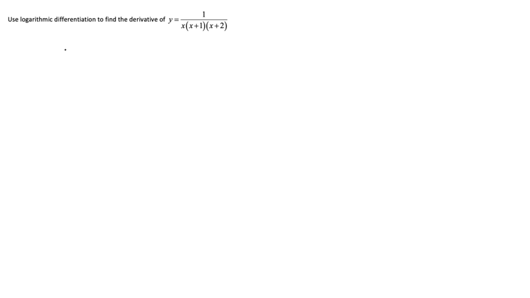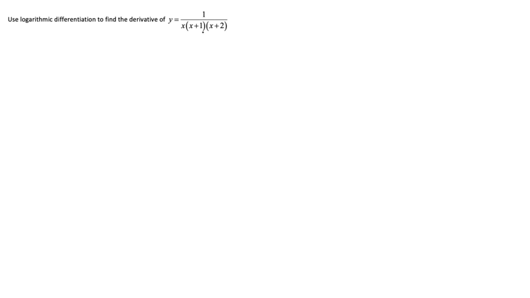Use logarithmic differentiation to find the derivative of y equals 1 over x times x plus 1 times x plus 2. All right, so I do give you a method here, to use logarithmic differentiation. Now, can we solve this the normal way? Well, yeah, we can use the quotient rule here, because this is a quotient, it's a fraction.